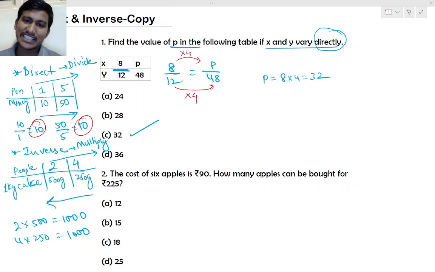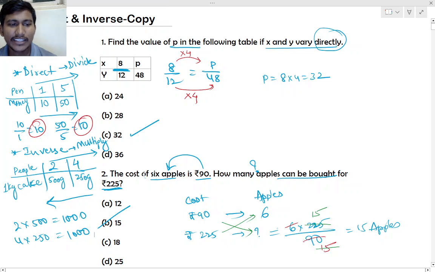It's very easy. You have to understand first if it is direct proportion or inverse proportion. Then we have to either multiply or divide. If it is direct, divide it. If it is inverse, multiply. Okay? Understand?